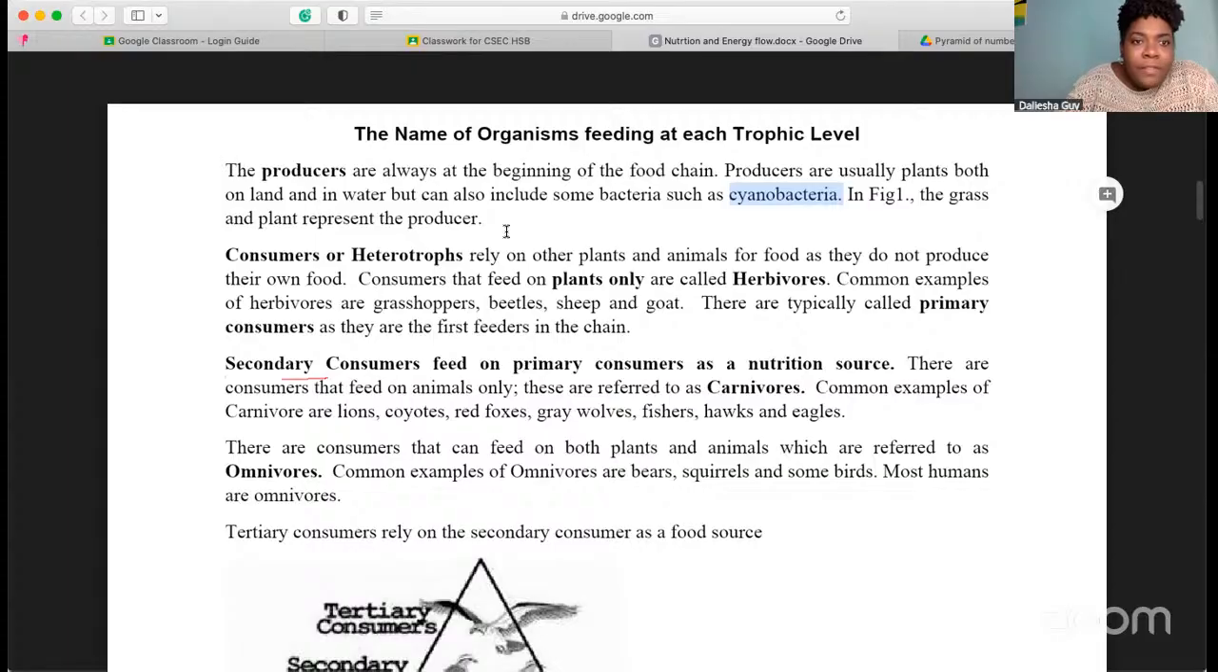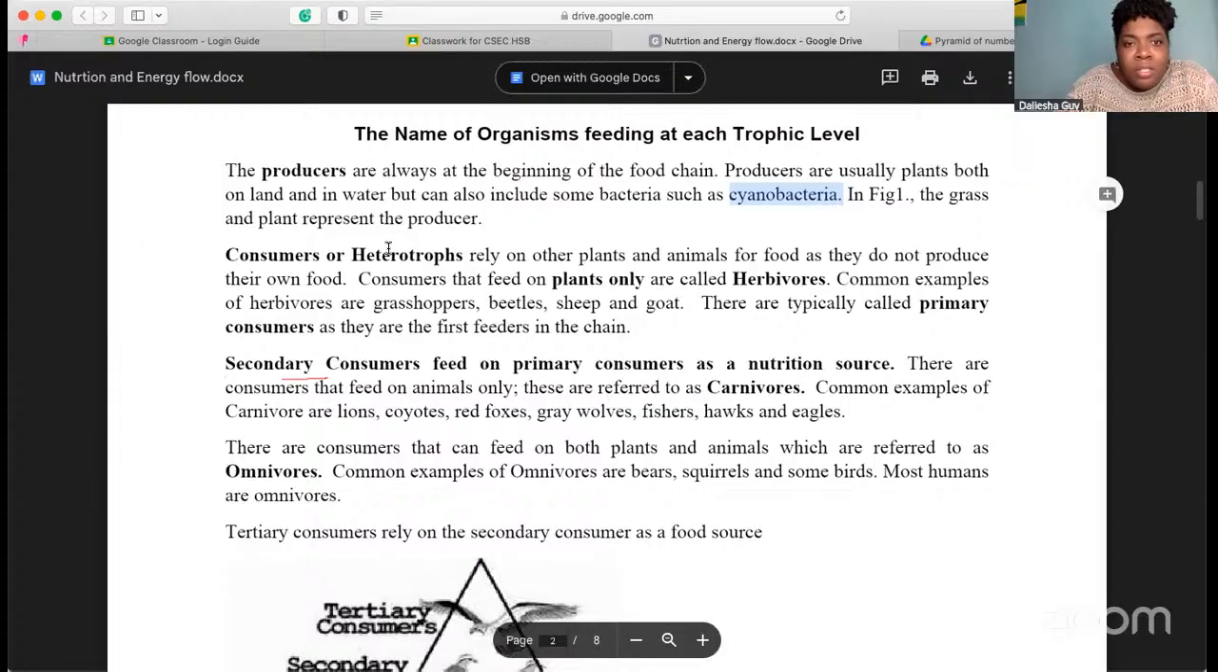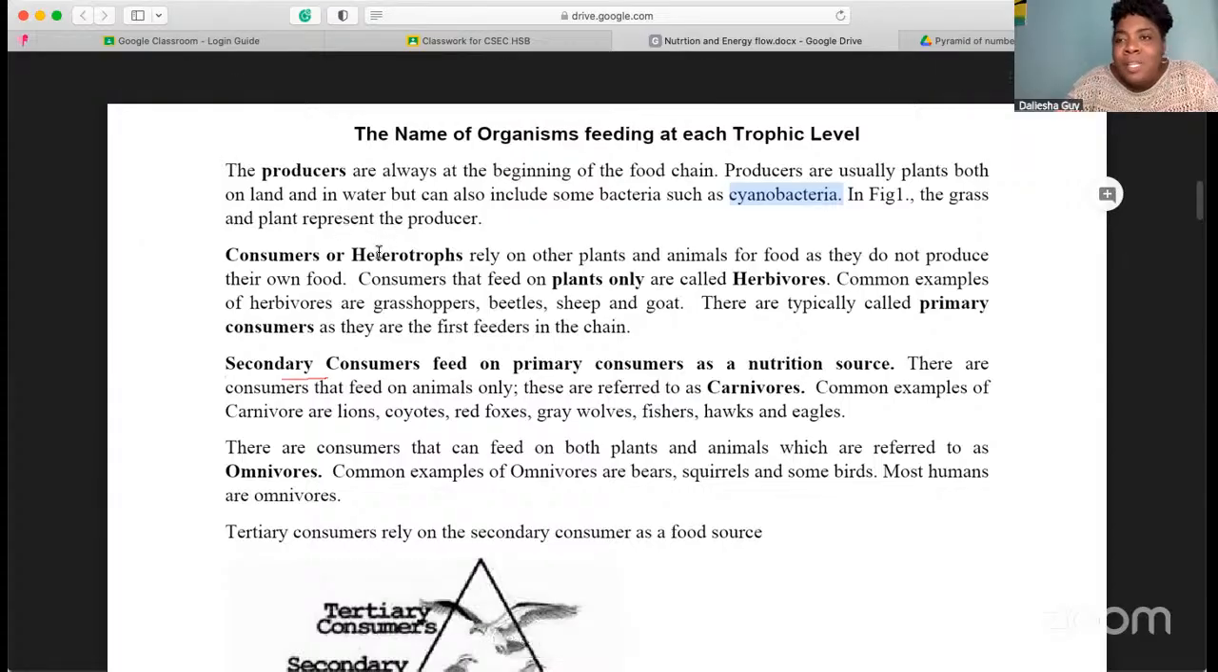All right. Then we have the consumers. Our consumers are called heterotrophs. So take a note. A consumer or a heterotroph is an organism that relies on other plants and other animals as their food source. They do not produce their own food. The word hetero means different, as I told you before. So heterotrophs are different feeders. They feed on other organisms as their food source.